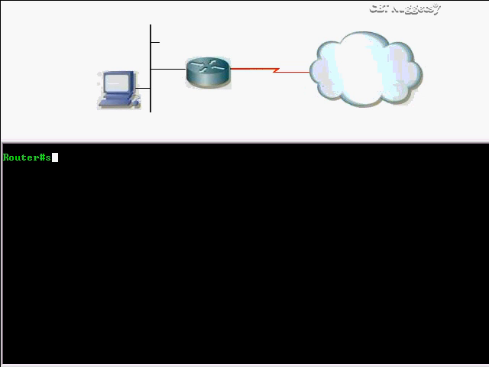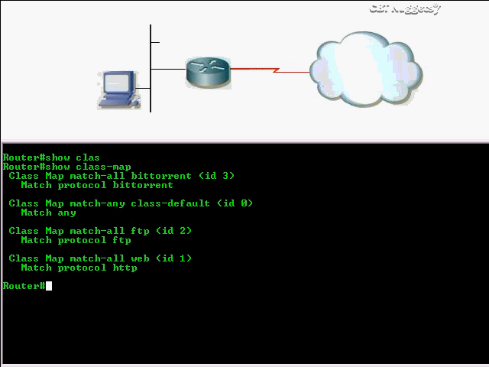I'm going to do a show class map. And what I've done is I've created 3 different class maps. I created a class map with a match all of web, that's what I named it, match protocol of HTTP. I have a match all of FTP with matching that protocol. And I went ahead and did a match all on BitTorrent because I thought, hey, I can simulate that traffic easy enough. And I'm matching the protocol of BitTorrent. I installed that PDLM on my router for NBAR. I also have, of course, the class default, which catches everything else.